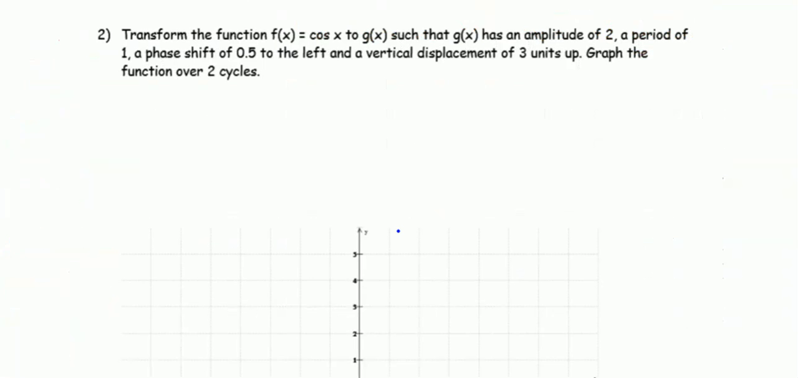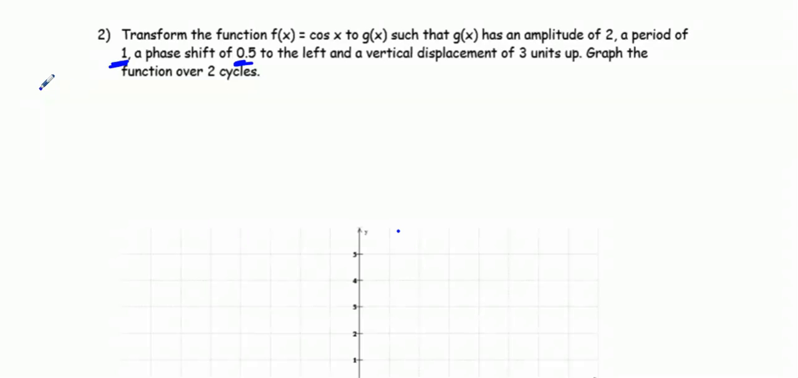Okay, so for the next example, it's slightly different. We're still going to be plotting the graph, but as you can see, we've got this function g of x, and we have an amplitude of 2. We've got a period of 1. So that's different because the period is not in terms of pi. The period is in terms of real numbers. We've got a phase shift of 0.5 to the left, and we've got a vertical displacement of 3 units up. And we want to graph the function over 2 cycles.